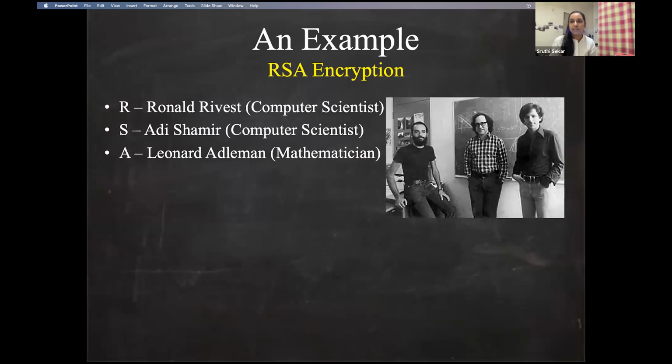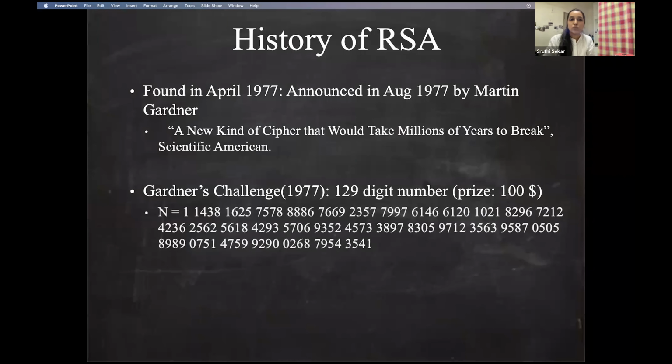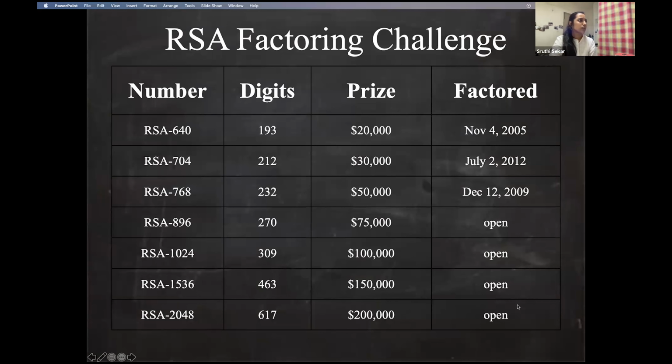They used to come up with schemes, and within a day or two, the mathematician Leonard Adleman used to break the scheme. Martin Gardner also announced a challenge in the same article, which was a 129-digit number, and he offered a prize money of $100, and this was the number. The last four rows here, which are 270-digit, 309-digit, 463, and 617-digit numbers, are yet to be broken.